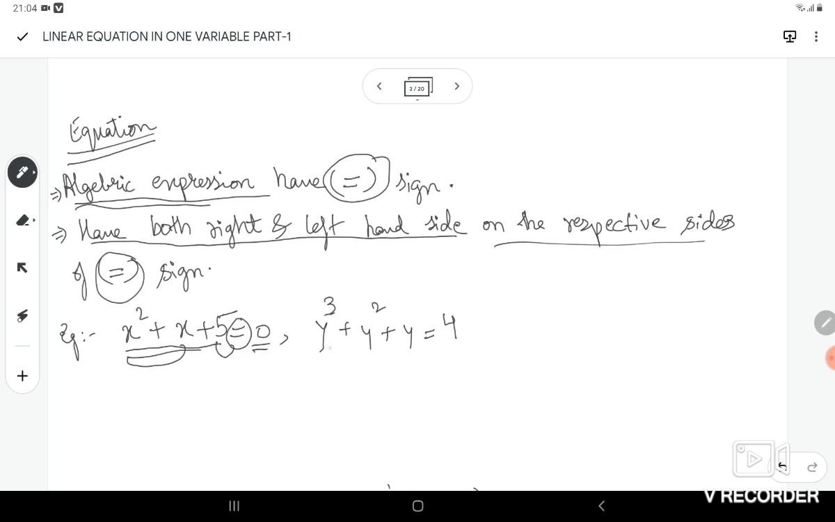Now let us consider another example, x cube y cube plus y square plus y equal to 4. This is also an equation as there is an equal to sign, and on the left hand side as well as the right hand side there is at least an algebraic expression or a constant. Here the variable is y and the constant is 4.